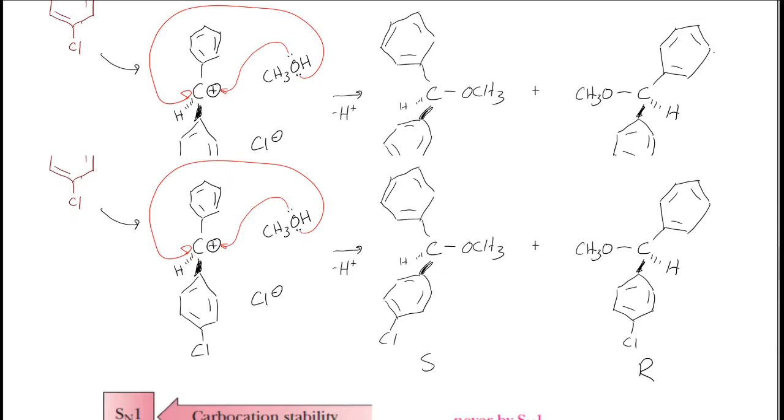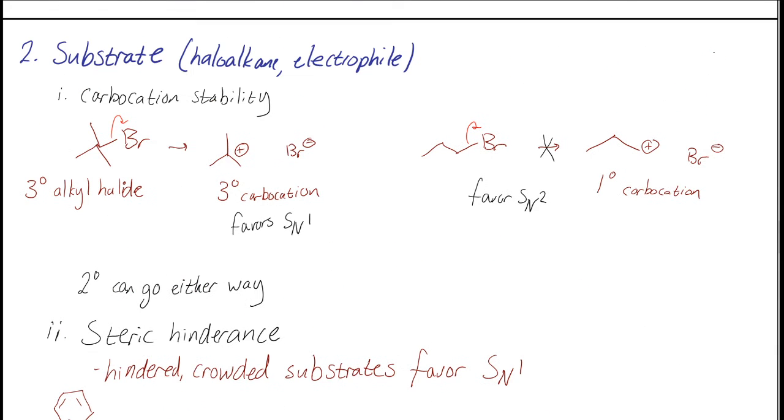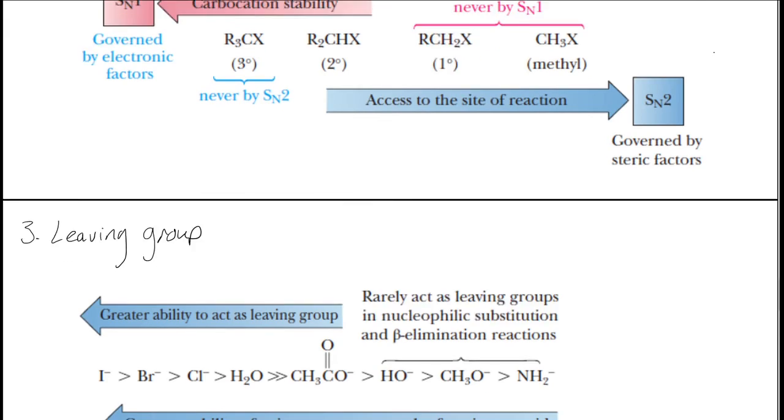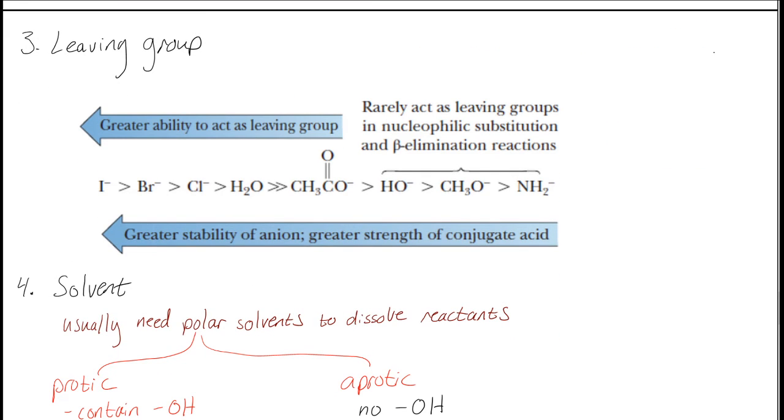So just to review, the first things we looked at were 1, carbocation stability. A more stable carbocation is going to favor SN1. 2, steric hindrance. Crowded substrates favor SN1 because the nucleophile can't get in there, doesn't have space to get in there. Third, we looked at the leaving group. The leaving group is going to affect both of them. So that's not generally a good driver of one versus the other.